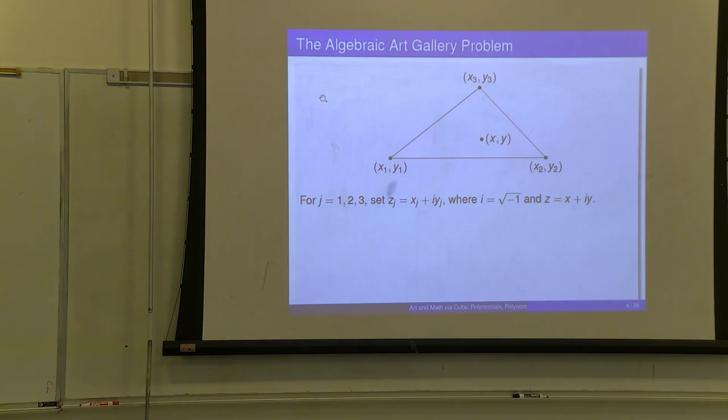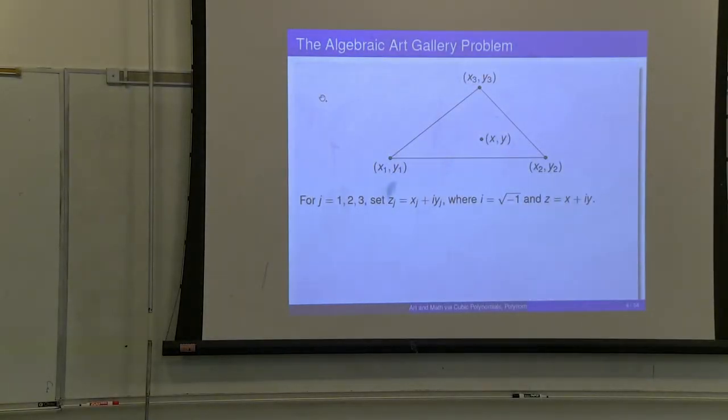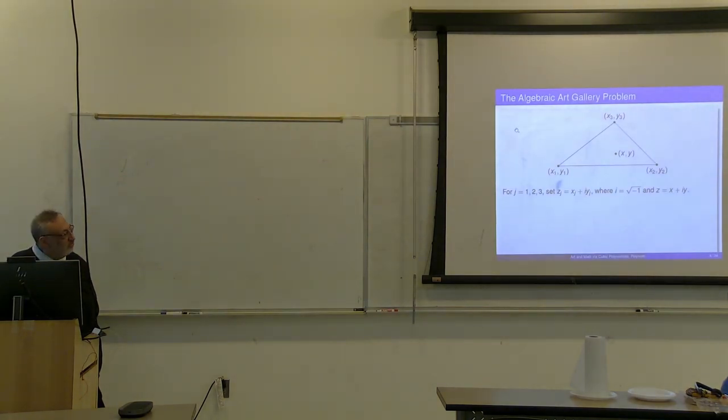So there is another way of looking at this problem. If we represent each point xj, yj as a complex number, the point xj, yj, I can write it as zj, which is xj plus i times yj, where i is the square root of minus 1. Now, if I call z to be x plus i y, that's the point where the camera should be placed. Now, the product of these distances turns out to be the modulus of the polynomial P of z, which is this polynomial.